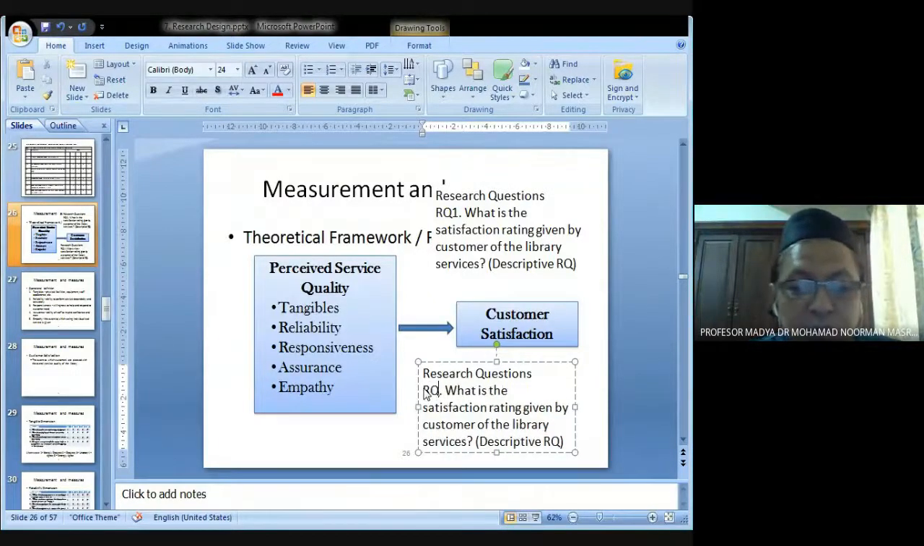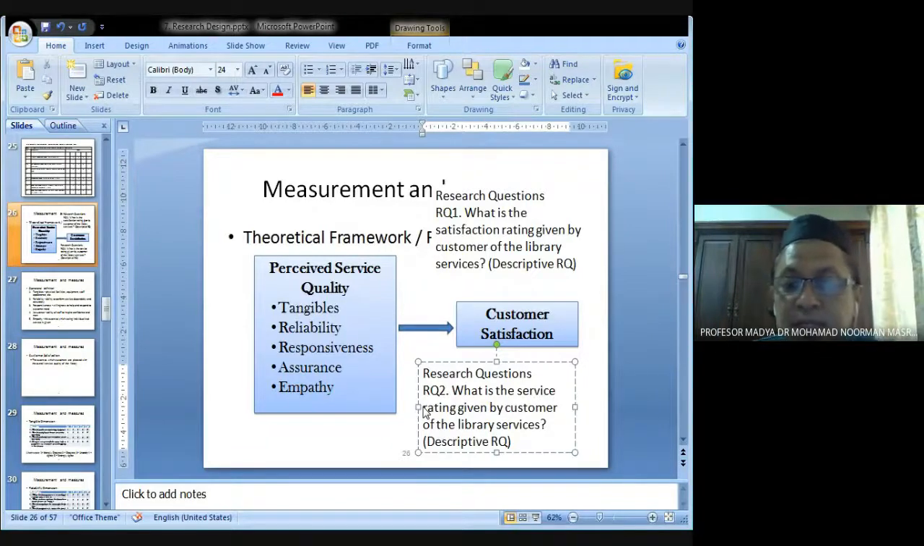Research question number 2, focusing on the DV, which is perceived service quality. Okay. So you can write here, what is the service quality rating? What is the service quality rating given by customer of the library services? So this will be focusing on this one.